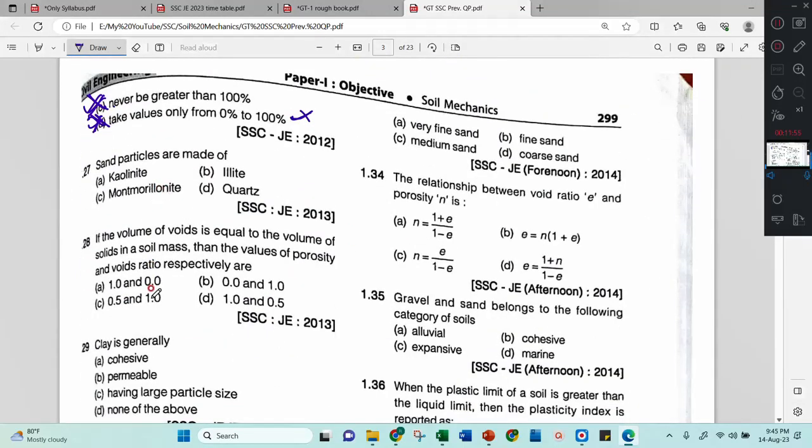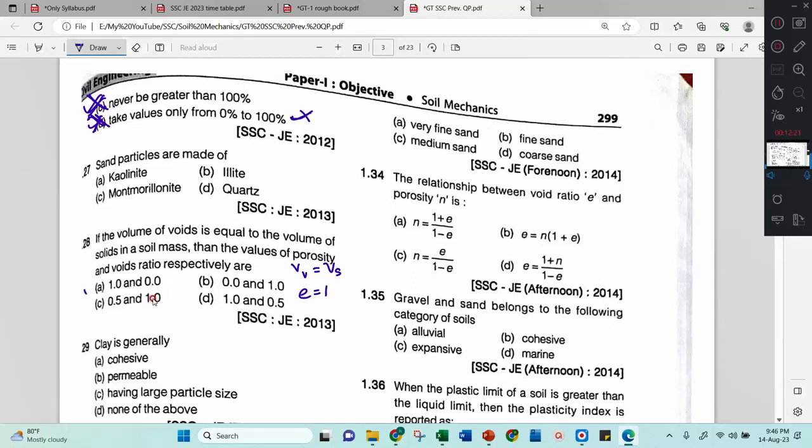Next, this we can skip. Volume of voids, you can answer this one. If the volume of voids is equal to volume of solids in the soil mass, then the value of porosity and voids ratio respectively are... Volume of voids is equal to volume of solids. Then e equal to 1.